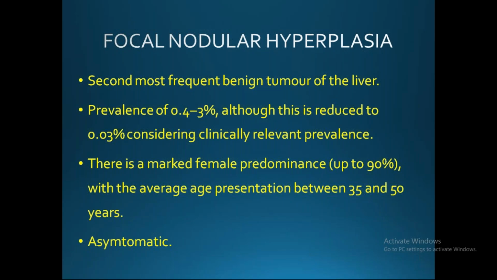The prevalence is up to 3%, and again it has a marked female preponderance. 90% of the patients will be female, and like hemangiomas, the average presentation is also 30 to 50, that is the third to fifth decade of life. Mostly they are asymptomatic again.